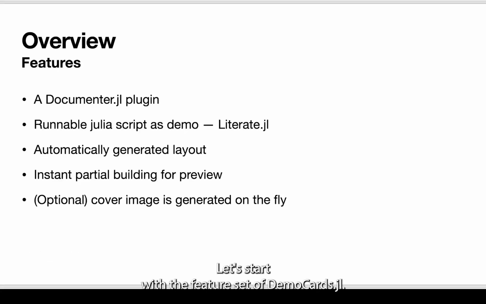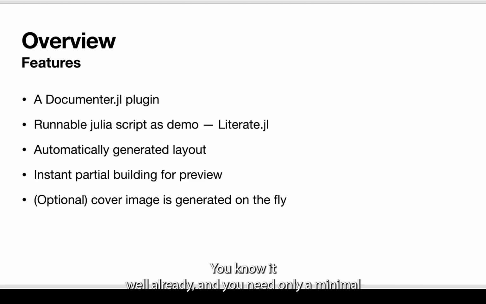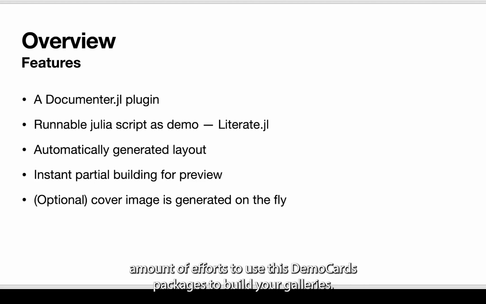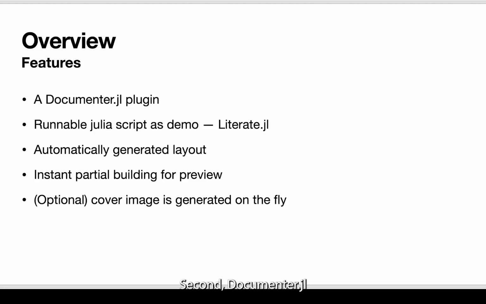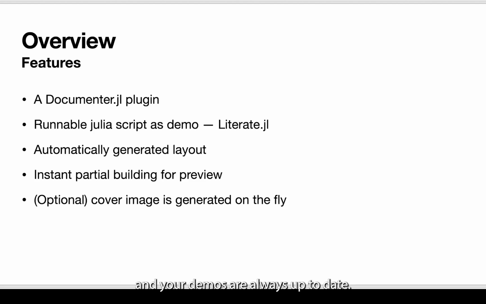Let's start with the feature set of DemoCards.jl. First, this is a Documenter.jl plugin. Since you are still using the most widely used documentation generator in Julia, you know it well already, and you need only a minimal amount of effort to use DemoCards to build your galleries. Second, Documenter.jl itself consumes Markdown files, and DemoCards uses Literate.jl to support Julia scripts. This means every demo itself is a runnable Julia script, and your demos are always up to date.